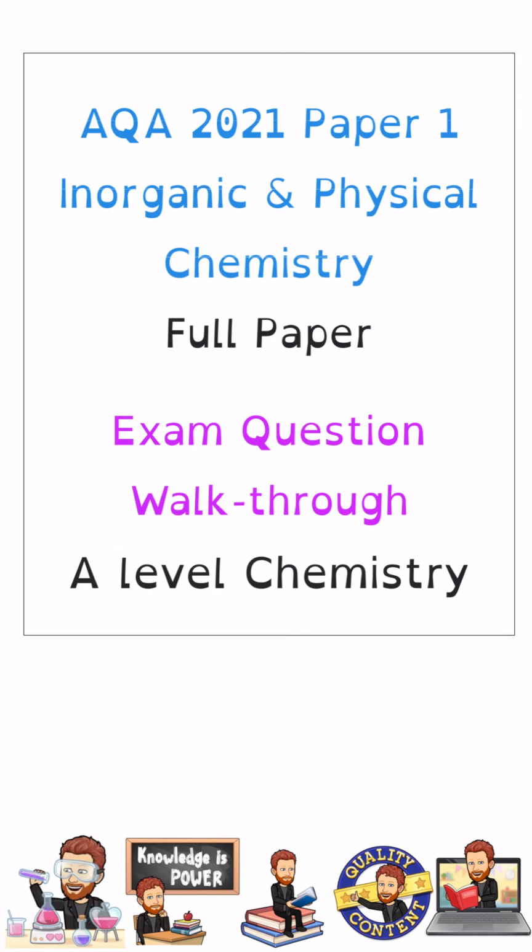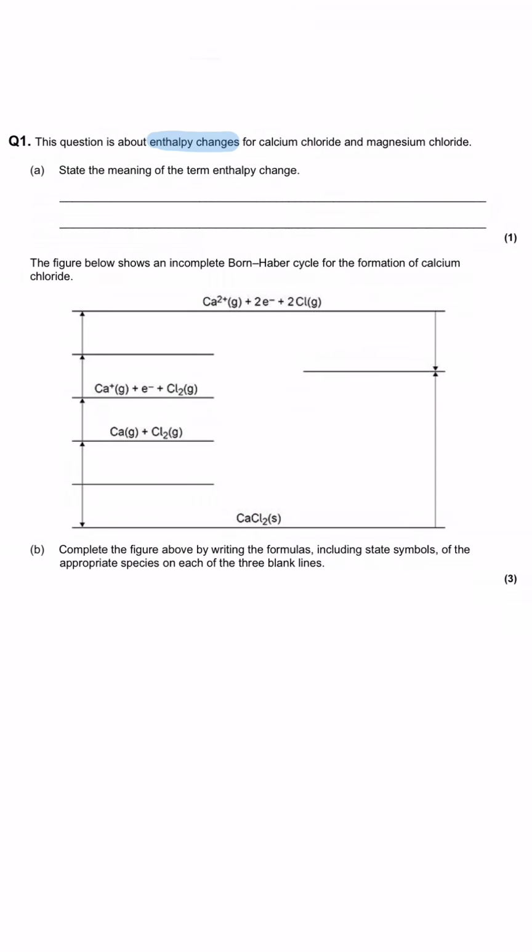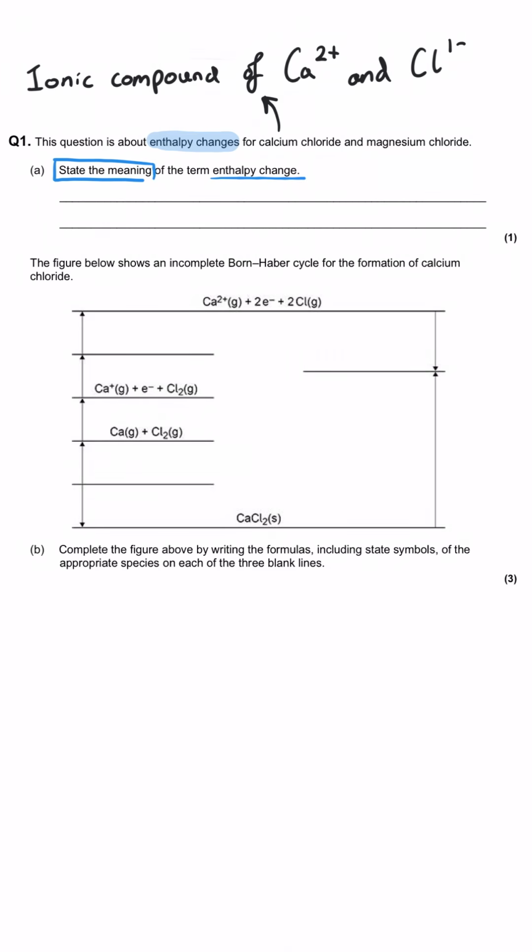During this video, I'll be modelling my thinking behind the question in blue, and the answers that are going to get you the marks will be written in purple. This question is about enthalpy changes for calcium chloride and magnesium chloride. Part A, state the meaning of the term enthalpy change.